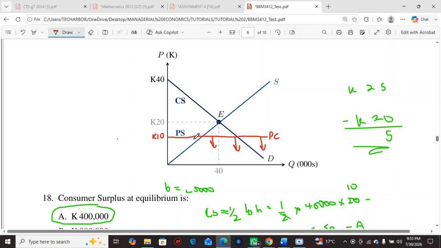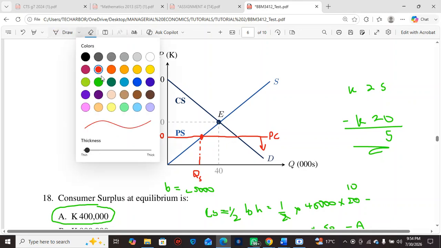Now this price ceiling intersects the supply curve. Where it intersects the supply curve, this will be the quantity supplied. And where it intersects the demand curve, that will be the quantity demanded.